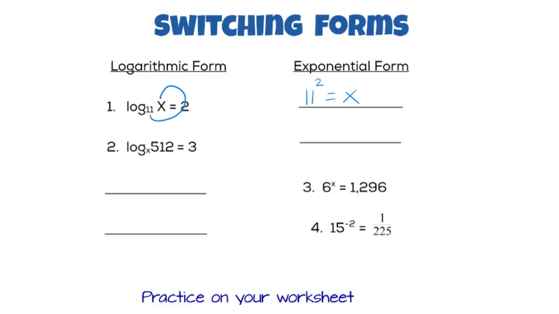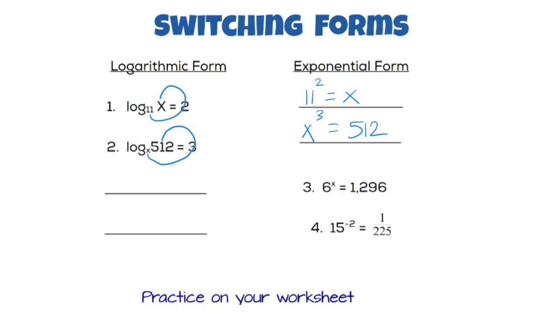Let's try it again. This time the x is kind of caught up in the space. That's all right. Let's try the loop. x to the third power equals 512. And then if I was solving, I would cube root both sides. Again, not doing it right now.